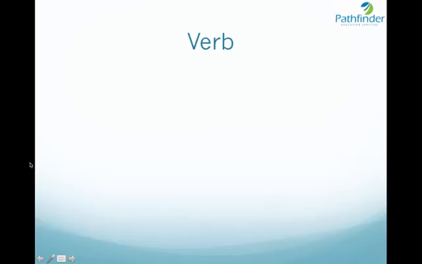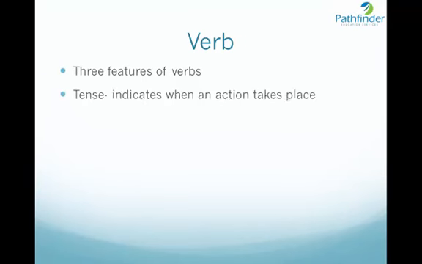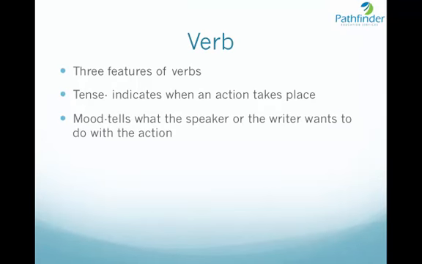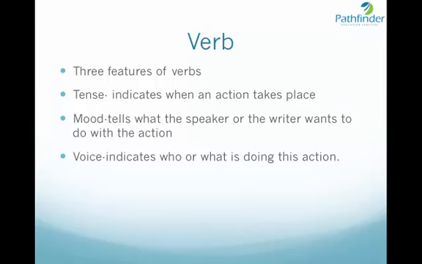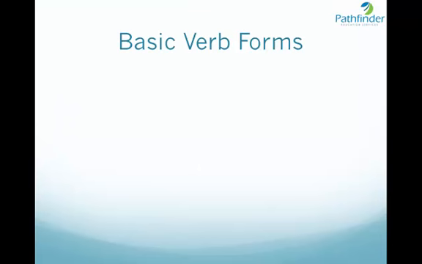So first and foremost, there are three features of verb. The first one is tense, which indicates the time when the action takes place. Second, we have the mood, which tells us what the speaker or writer wants to do with the action, or what exactly the speaker or writer conveys with the action. And third one is voice, which indicates who or what is doing this action.